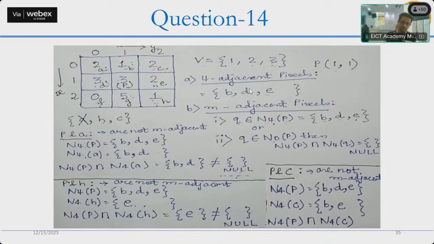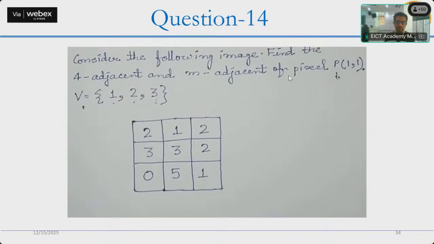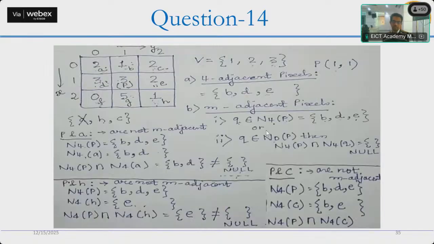Now we come to the M-adjacent pixel. What is the M-adjacent? The problem here is that you have to find the M-adjacent of pixel P at 1 1. So here, what has been shown is that P and A are not M-adjacent. Only see these values again, but which of them are the M-adjacent?